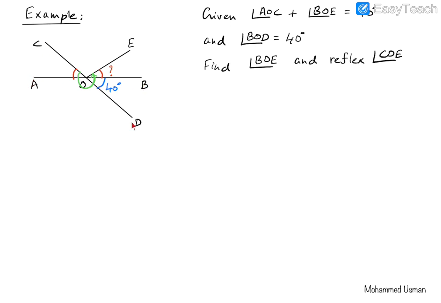Now, to find this, the first step that we will do is we will look at these two lines AB and CD intersecting each other, and for a moment imagine that this line OE does not exist. So when we have just AB and CD intersecting each other, the angle BOD, which is given as 40 degrees, and the angle AOC are vertically opposite angles. So for the two lines AB and CD intersecting each other, AOC and BOD are vertically opposite angles, so they must be same. So that means AOC must be 40 degrees.